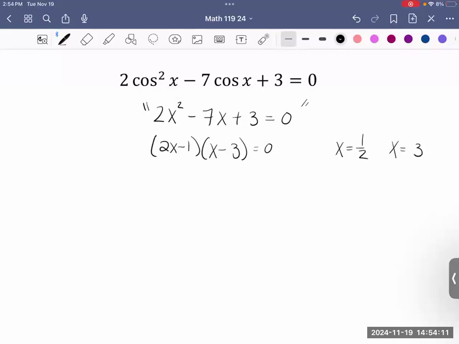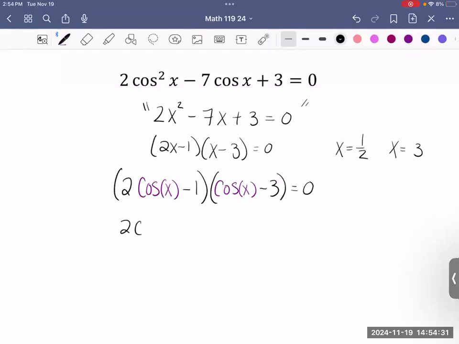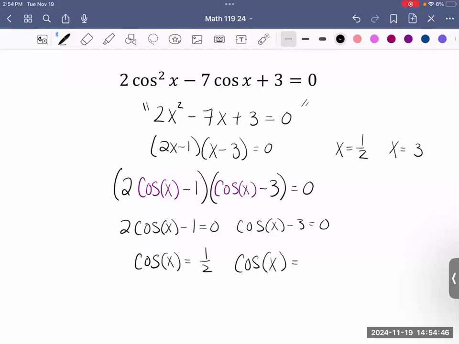So for us, we didn't just have an x though. Our response, we have 2 cosine of x minus 1 and cosine of x minus 3 is equal to 0. We can set these equal to 0 and solve. So cosine of x is equal to 1/2 and cosine of x is equal to 3.